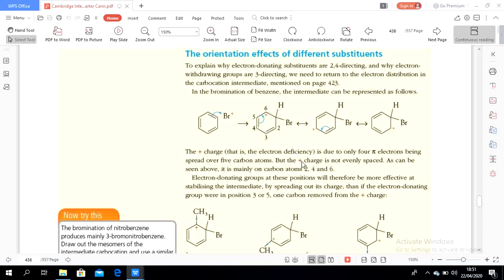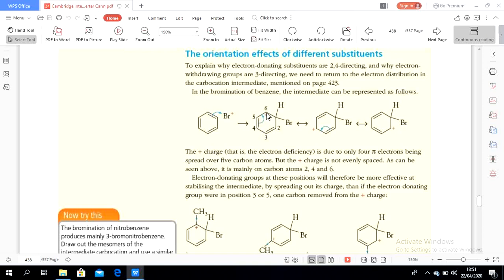Okay, but the positive charge is not evenly spaced. What does it mean? It means the distance from here to here is not evenly spaced. There is an overlap of the pi bonding system, but in the other one, in here, there is no overlap of the pi bonding system. It is mainly on carbon atoms 2, 4 and 6.